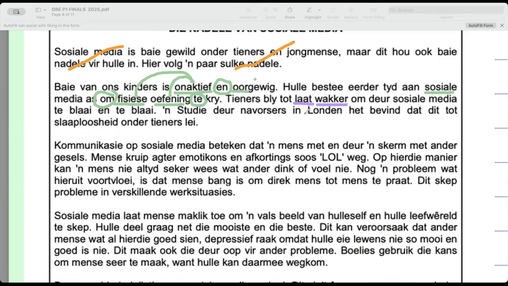Then there was a study that found slaaploosheid, which you would know means sleeplessness. So again, here is your repetition. Sleeplessness and staying up late are the same concept. So now you could say social media leads to sleeplessness, or social media makes teenagers go to sleep late. Again, that is your fact.